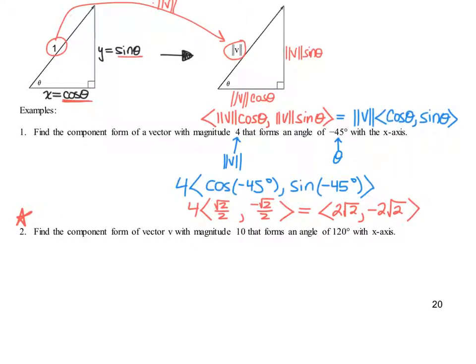All right. Number 2, find a component form of vector v with magnitude 10 that forms an angle of 120 degrees with the x-axis. All right, so all the ingredients are there. We have the magnitude, and we have the particular angle. So we're looking at 10 cosine 120, comma 10 times the sine of 120.